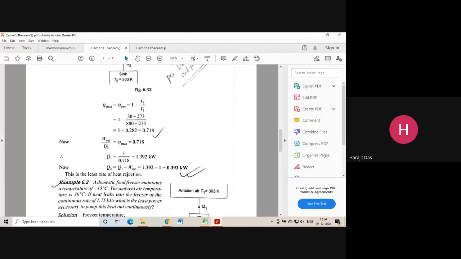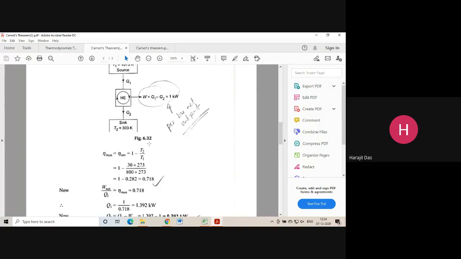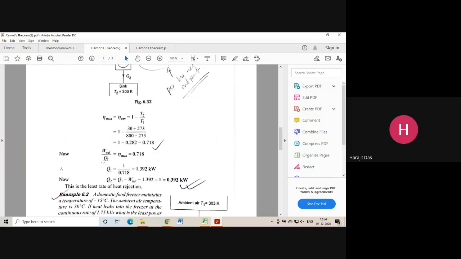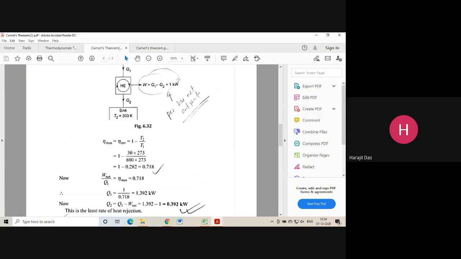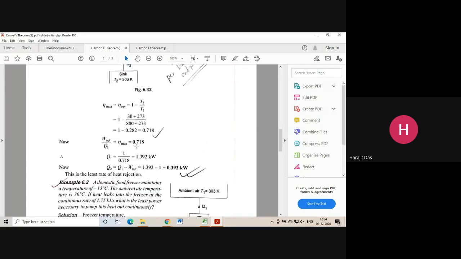So eta maximum we have found to be 0.718. What is eta maximum? This is W net upon Q1, because W upon Q1 is the efficiency. So what is Q1 then? Q1 is W net upon eta maximum. W net is 1 kilowatt, because it is given in the question to find Q2 upon W. So 1 divided by 0.718, this will be your Q1.